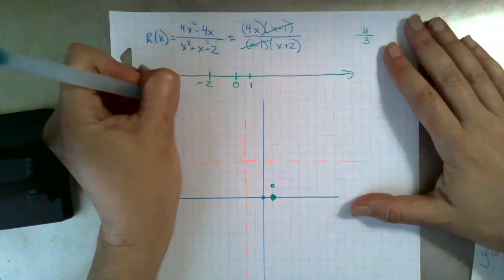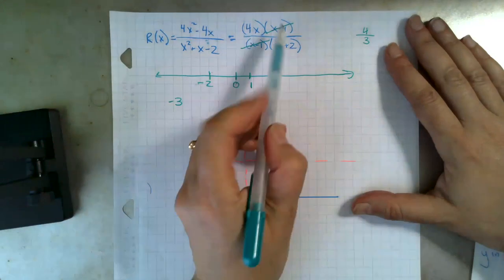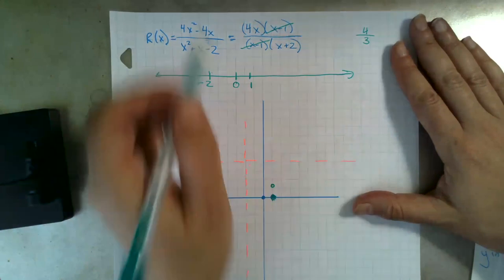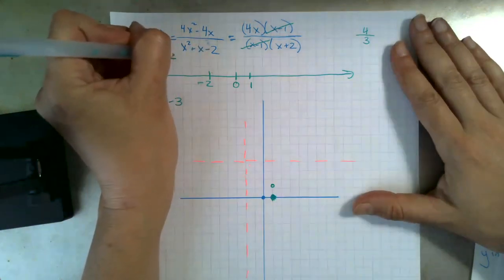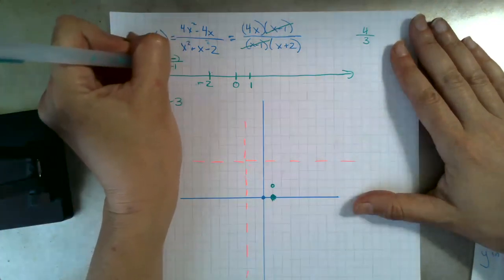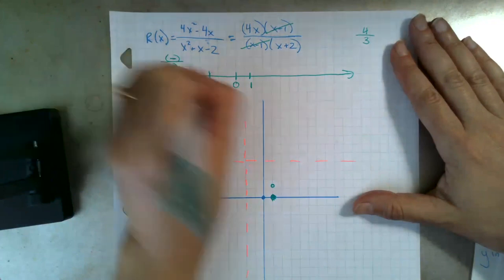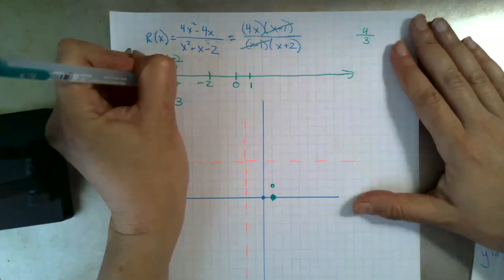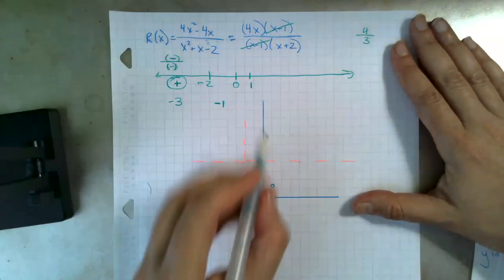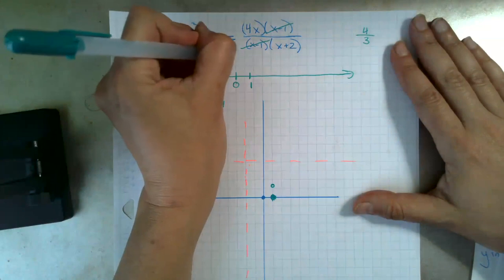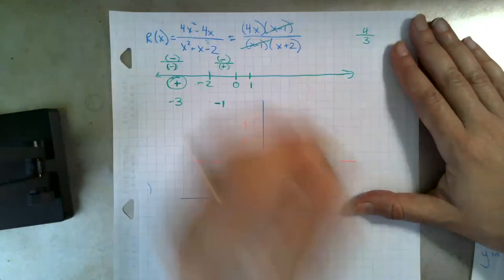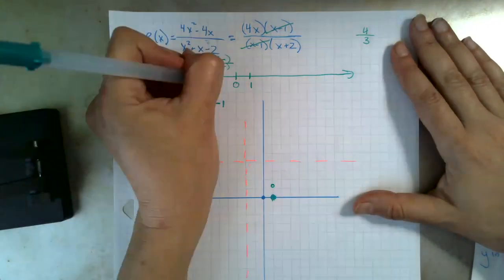Okay, let's do our sign test. So we're going to try -3. We can ignore these two because they will be the same and they will cancel. So 4 times -3, that makes a negative on the top. And then -3 plus 2, that's still a negative on the bottom, which means negative divided by negative, that's a positive in this range. Okay, over here, we could try -1. -1 times 4, that's a negative on the top. -1 plus 2, that's a positive on the bottom. A negative divided by a positive, that is a negative.